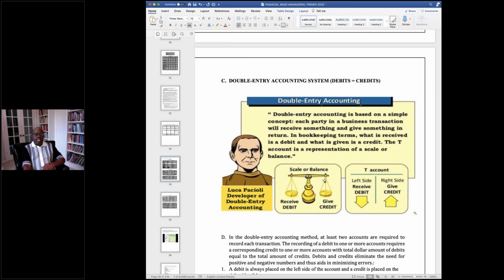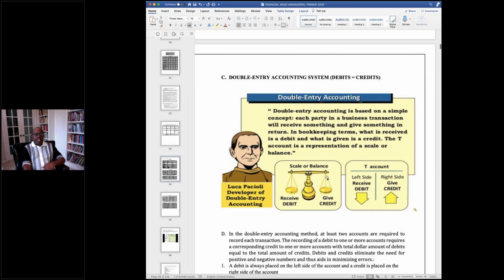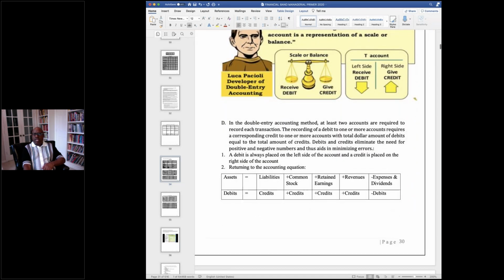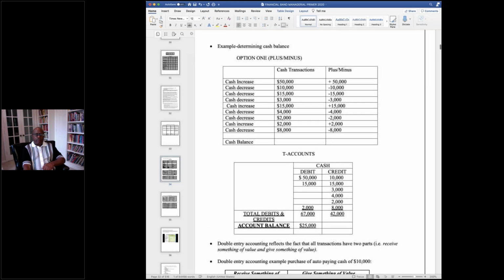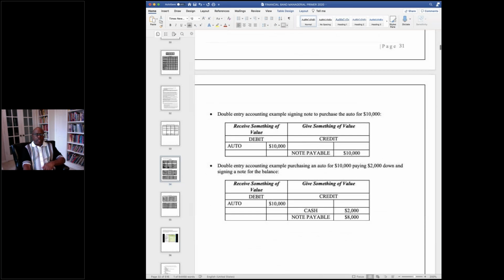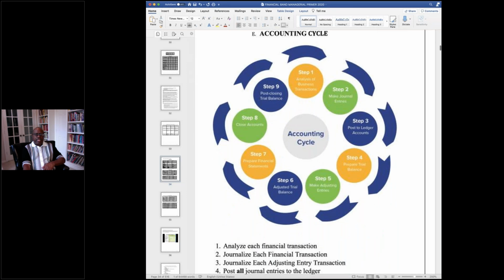We talked about the double entry system. When there's a transaction between individuals, you receive something of value, you debit. You give up something of value, you credit. Then we move into the accounting cycle. Step 1, we analyze transactions and make journal entries. Step 2, we post it to the ledger.